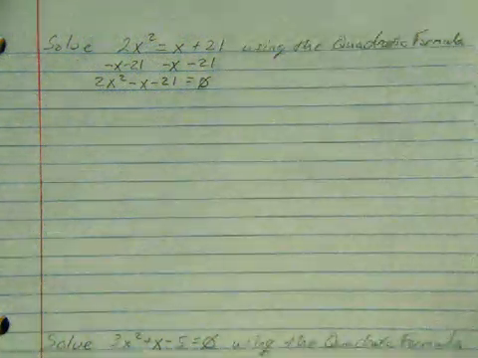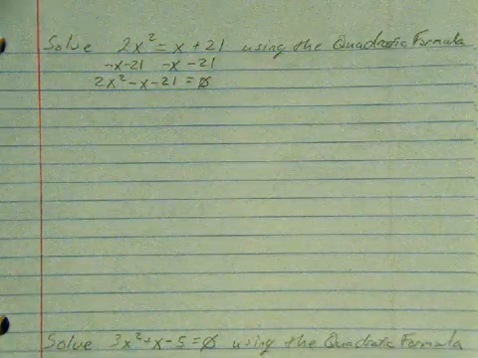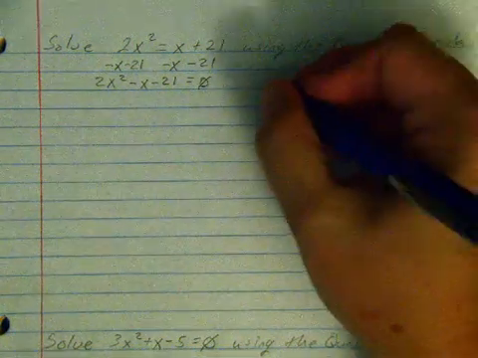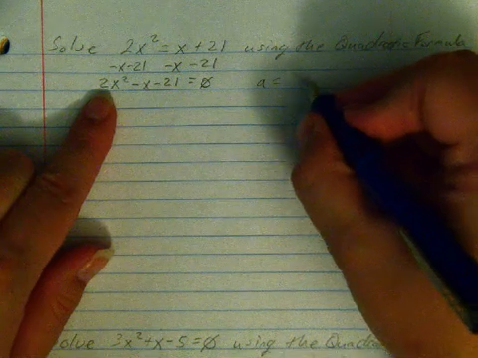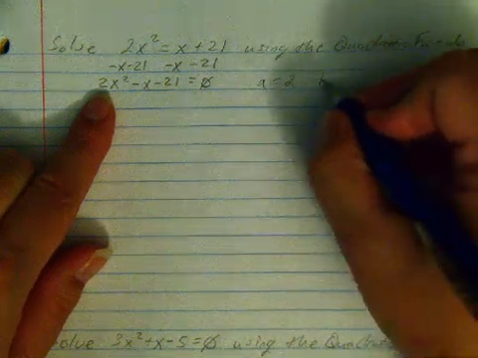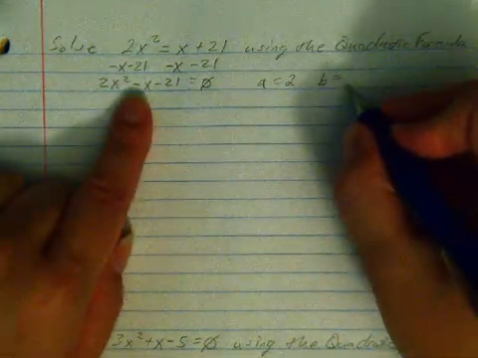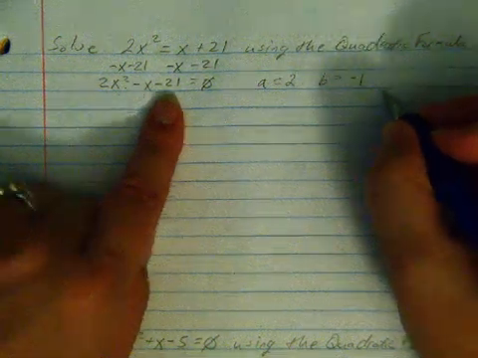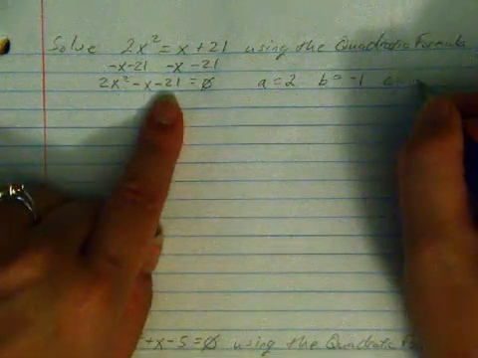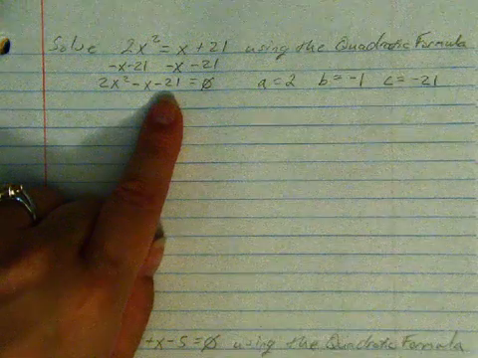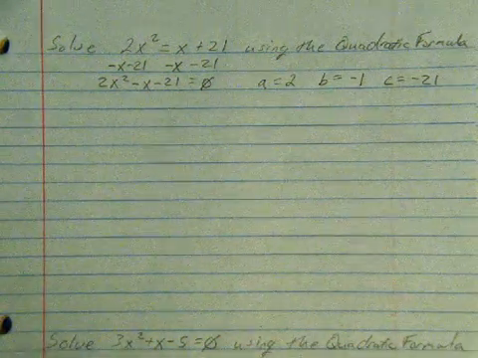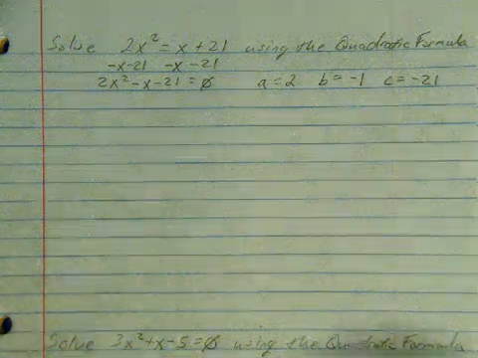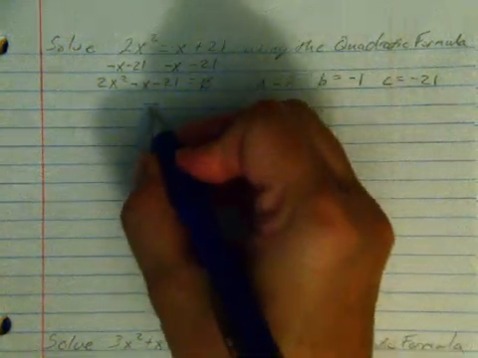We're going to identify our A, our B, and our C. So A equals, that's the coefficient with the x squared, so that's 2. B equals the coefficient with the x, so that's -1. And C is our constant, which is -21. Okay, so now that we've identified A, B, and C, we're going to plug it into our quadratic equation.